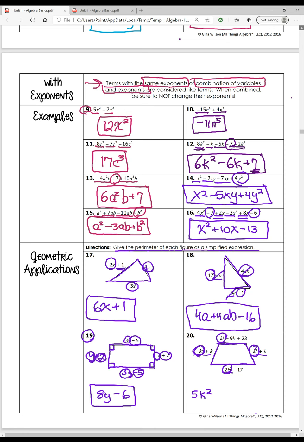Now let's look at the k terms. We have negative 9 plus 1, that makes it negative 8, plus 1 more, which makes it negative 7k. And let's do the constants. We have positive 23 minus 17. 23 minus 17 is a positive 6. So the distance around that figure is 5k squared minus 7k plus 6.